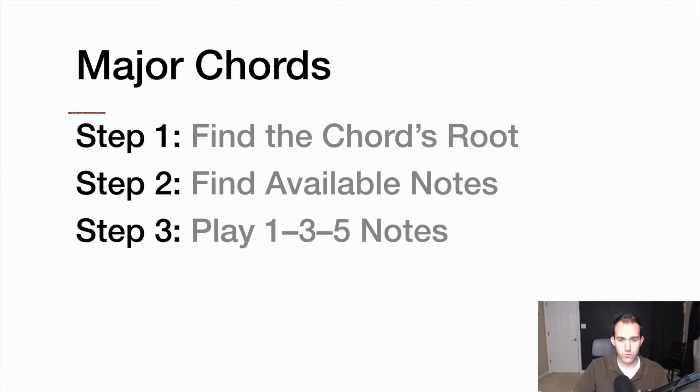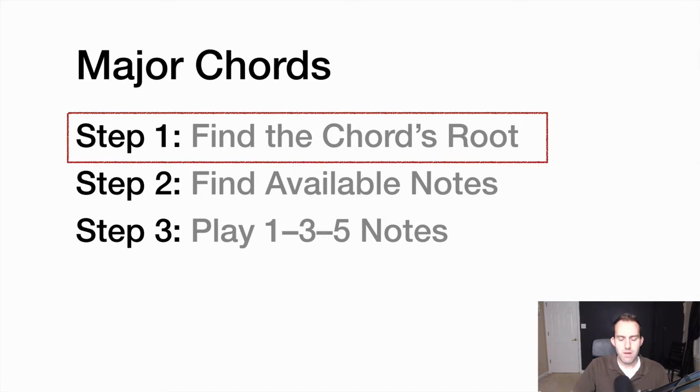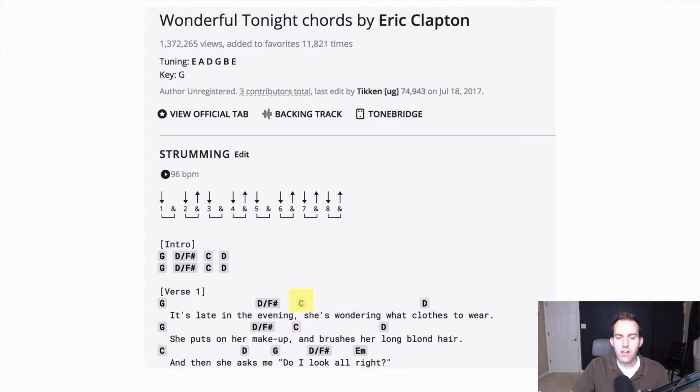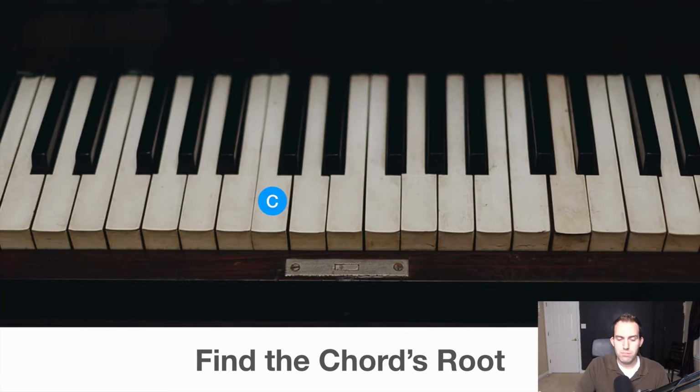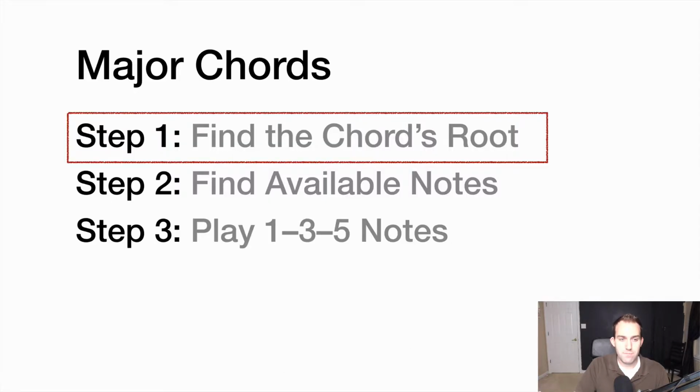So finding the chord's root. That sounds more complicated than it really is. All it's saying is that when you're looking at Ultimate Guitar and you see these letters, in this case we notice there's the letter C. All we're going to do is go to the piano and plunk the C note. That is finding the root. It's easy. It's straightforward. So that's step 1.